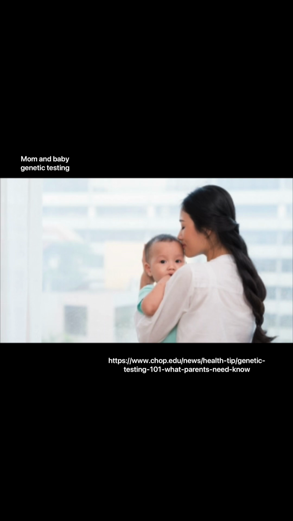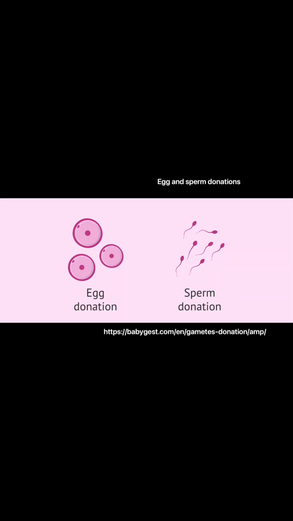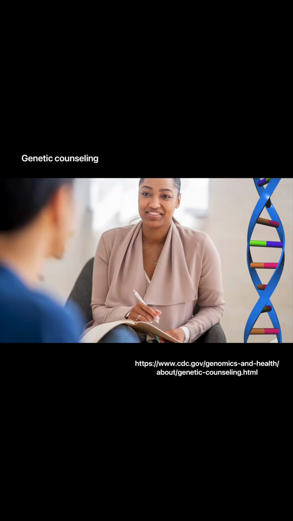Testing both parents for mutations and genes associated with Leigh syndrome can inform them of their carrier status and the likelihood of passing on the disorder, helping them make informed reproductive choices. Using donor eggs or sperm from individuals who do not carry the mutations associated with Leigh syndrome can prevent the transmission of the disorder. Couples at risk of having a child with Leigh syndrome can benefit from genetic counseling to understand the risk of the available reproductive options to avoid passing on the disorder.